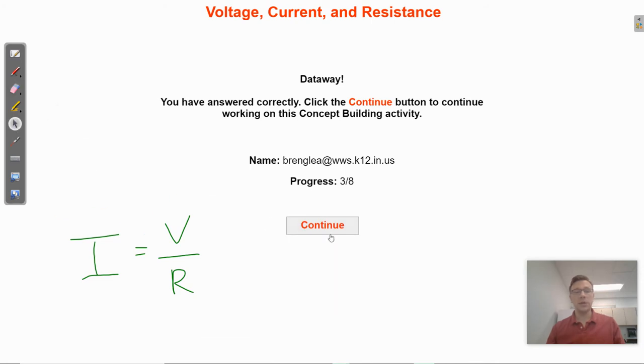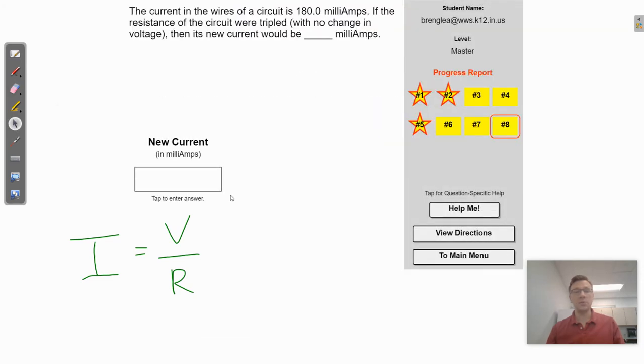So let me see. We'll get one more maybe if we got a resistance one here. Yeah, we've got another resistance one. So the current of the wires is 180 milliamps. If the resistance of the current was tripled, what would the new current be?